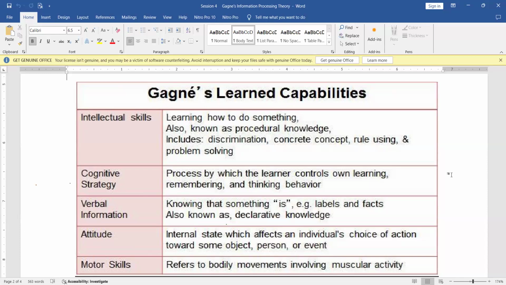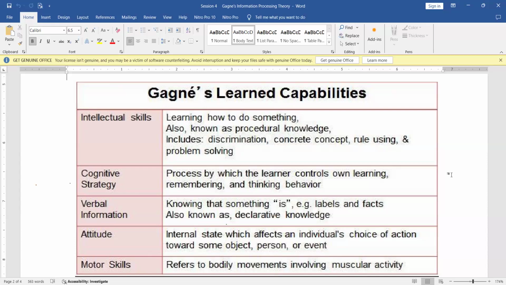You can see the 5 areas here: intellectual skills, cognitive strategy, verbal information, attitude, and motor skills. So if you take attitudes, Bloom's also has that affective domain. Motor skills, that is psychomotor skills. They are common. Then the cognitive domain, Bloom's has 6 levels, LOT and HOT. But Gagne has 3, not levels actually, 3 areas for the cognitive domain. Okay? And the attitudes and the motor skills as well.